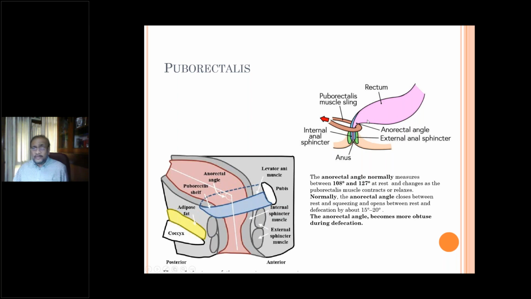And when there is a contraction and release for defecation, the alteration of the angle would be only by 15 to 20 degrees only. So the anorectal angle becomes much more obtuse during defecation. That means they will straighten up. When it straightens up, what happens? It makes it much more obtuse. Obtuse basically means more than 90. So this is basically how it looks. Coccyx posteriorly, pubis anteriorly, and that is how it's doing. So when they're trying to relax, this would basically be easing itself out.